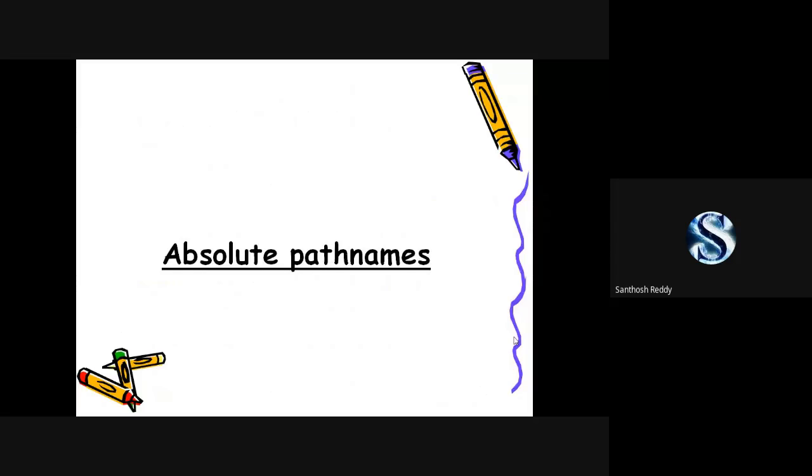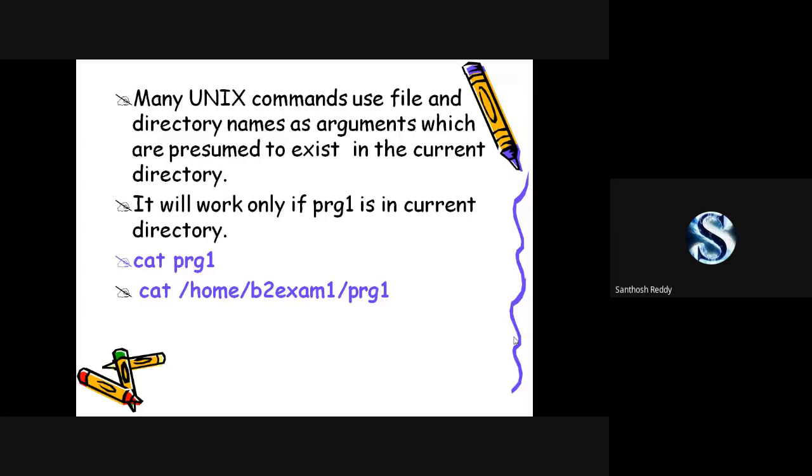Next, we'll go for absolute path names and relative path names. Can anyone say what you mean by absolute path names? Starting from the root directory, exactly. Starting from your root directory till the directory you want to go, that is what an absolute path name is. As I had shown in the second example, cat /home/b2/exam1/program1. This is what we need to write here. Clear? Yes, sir.